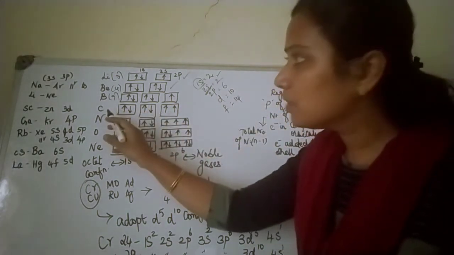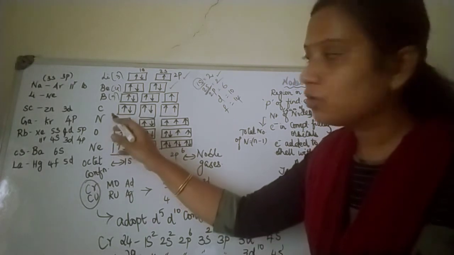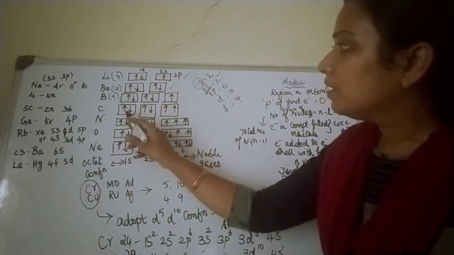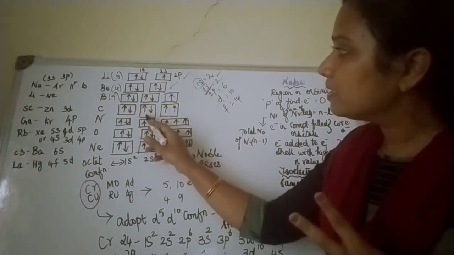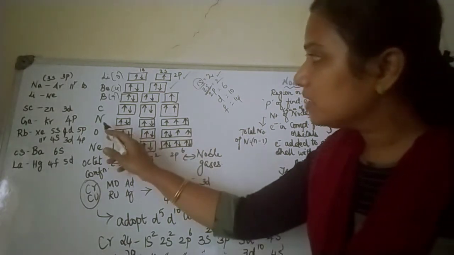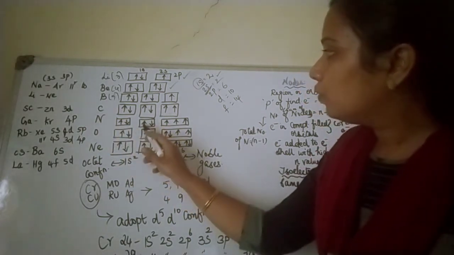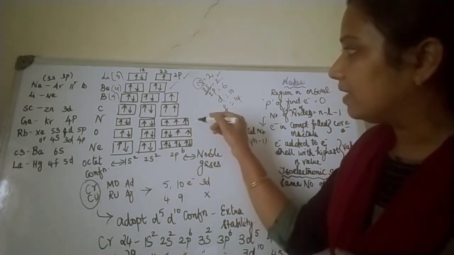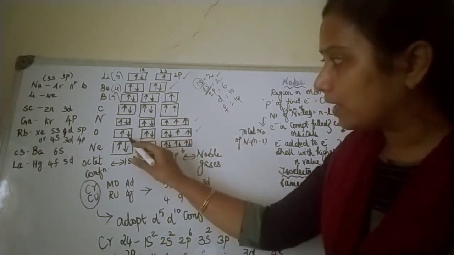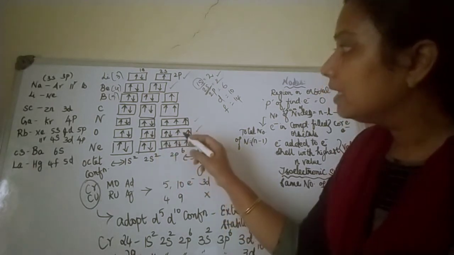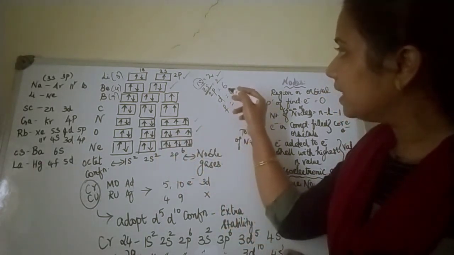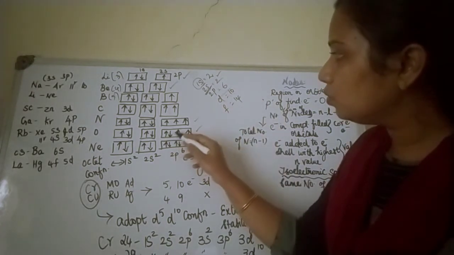So now moving to carbon. Carbon's atomic number is 6. So how will I represent? 2 in 1s, 1s 2 electrons, 2s 2 electrons, 2p 2 electrons, 2, 4, 6, done. Nitrogen is 7. So 2, 3, 4, 5, 6 and 7, done. Oxygen is 8. In 1s, 2 electrons, in 2s, 2 electrons. In p orbital, since it can accommodate 6 electrons, I have just put 2, 3, 4.